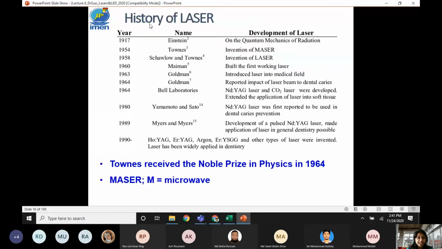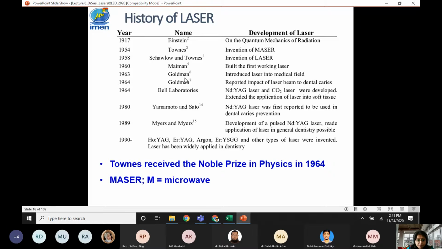Okay, a short history of laser. In 1917, Einstein was the first to research the quantum mechanics of radiation. And in 1954, Townes was the first person to invent a maser. Now, a maser is microwave amplification by stimulated emission of radiation. And finally, in 1958, Schawlow and Townes invented the laser. And in 1964, Townes received the Nobel Prize in Physics for his discovery. Okay, so Maiman was the first to build the working laser.